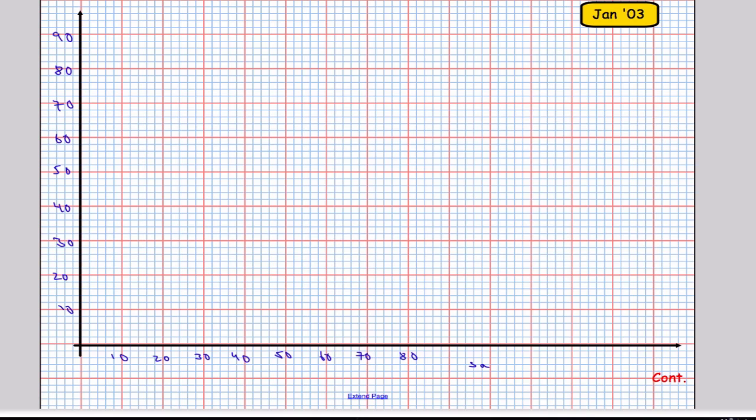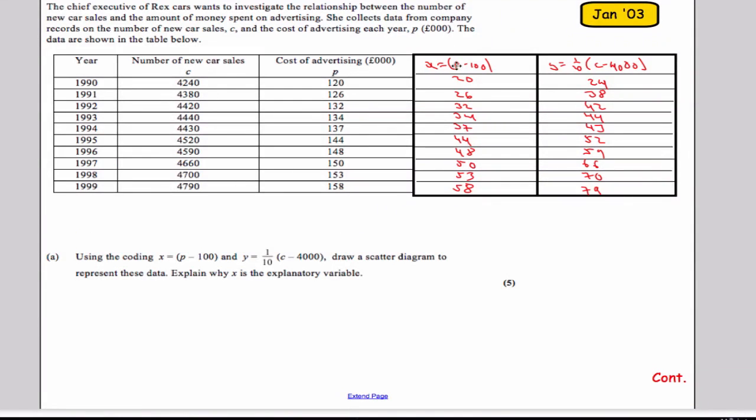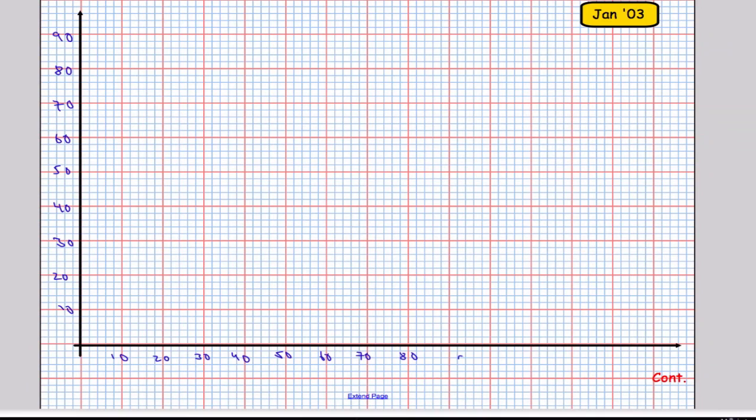This is the variable x, which is sales. I don't think it's sales actually. Let me just double check. I'm going to go back here. X is the cost of advertising, and the Y will be the number of new car sales. So cost of ads against the number of new car sales. And then it's fairly straightforward. We just plot the points. So again, I'm going to pause the video and just plot these points. Okay, so your scatter diagram should look something like that.